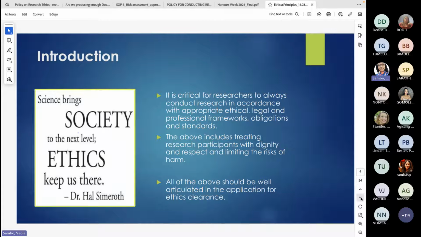So all of the above should be well articulated when that time comes, when you do your individual applications. That would most likely be when you do your master's and doctoral studies. What essentially you tell us in the application is how you're going to carry out your research, the methodologies that you're going to follow, the protocols that you're going to follow, and so on and so forth. And we're then going to look at it and satisfy ourselves that it meets all the ethical protocols that have to be taken into account when one does research.